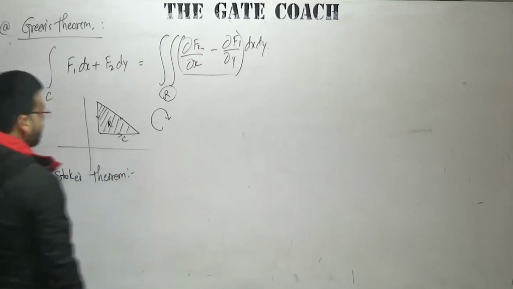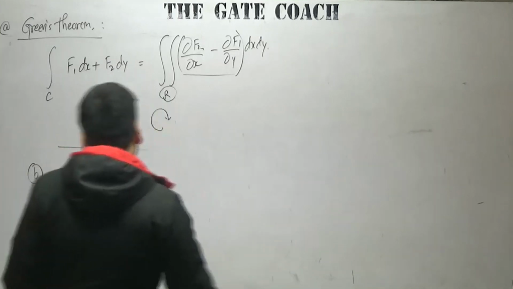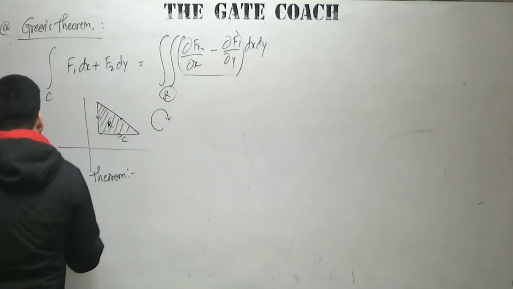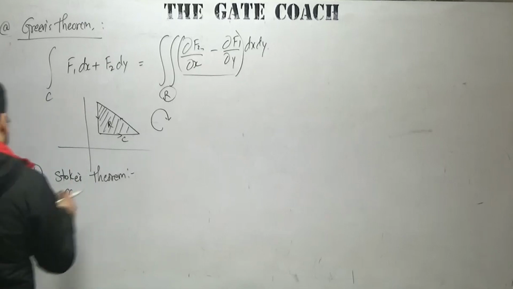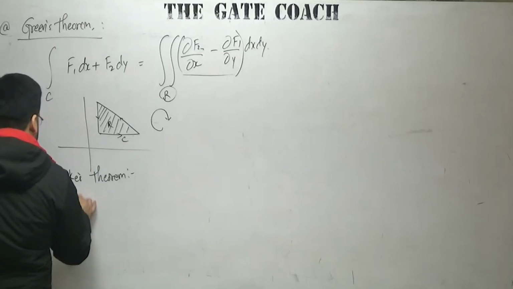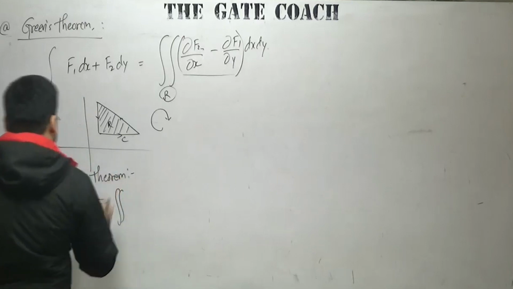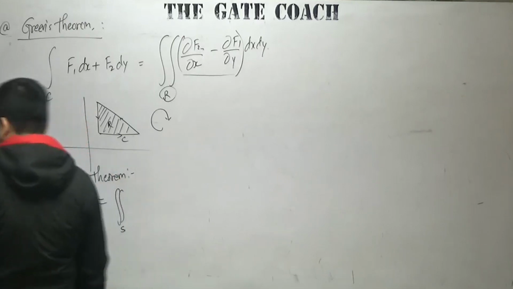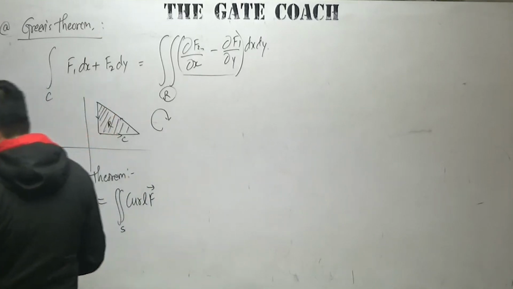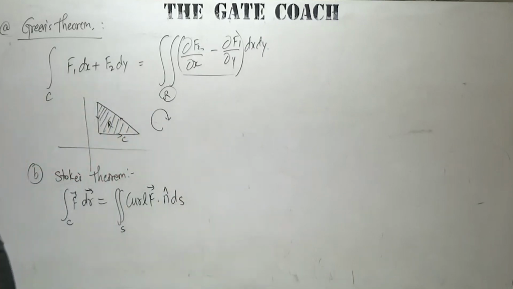It is also used to simplify double integral values, because you know that sometimes a double integral becomes very difficult. So to simplify it, there is a theorem given by Stokes: the line integral along the curve C of f dot dr can also be written as the surface integral along S of curl of f dot n vector ds. It can also be represented like this.